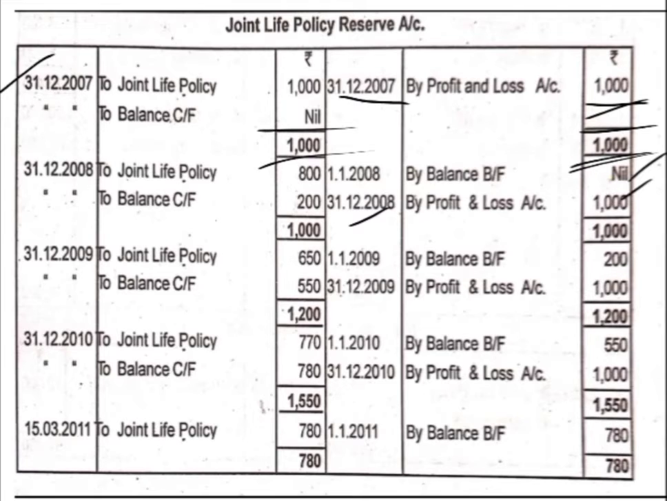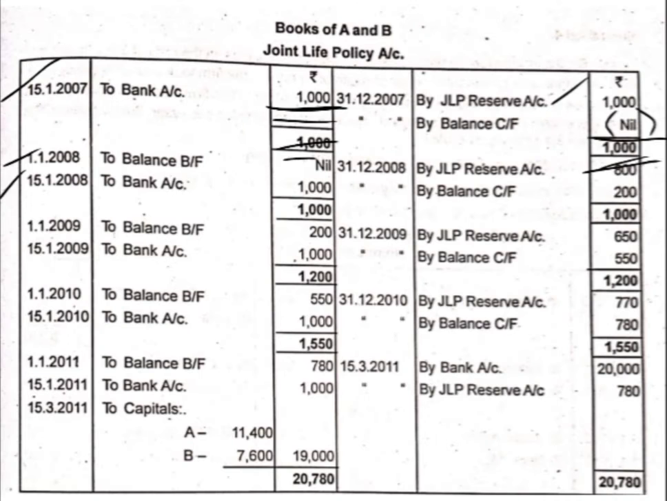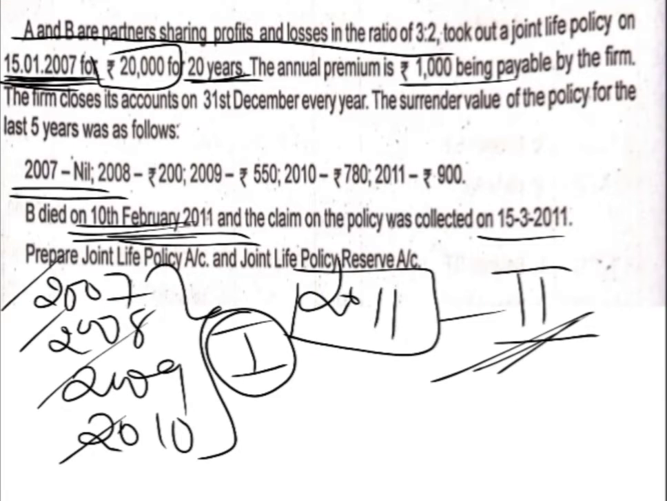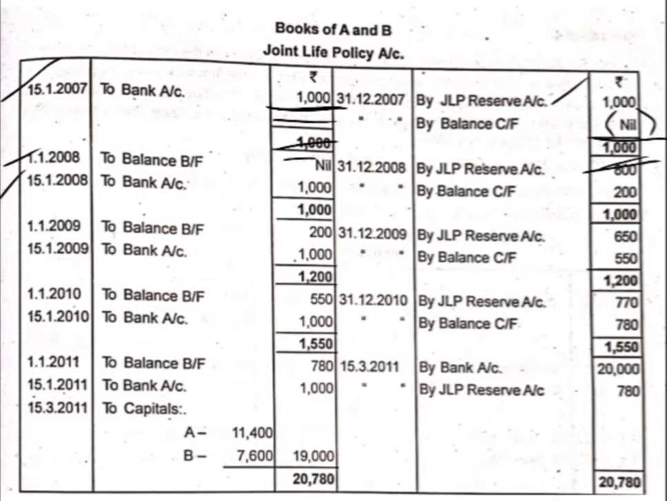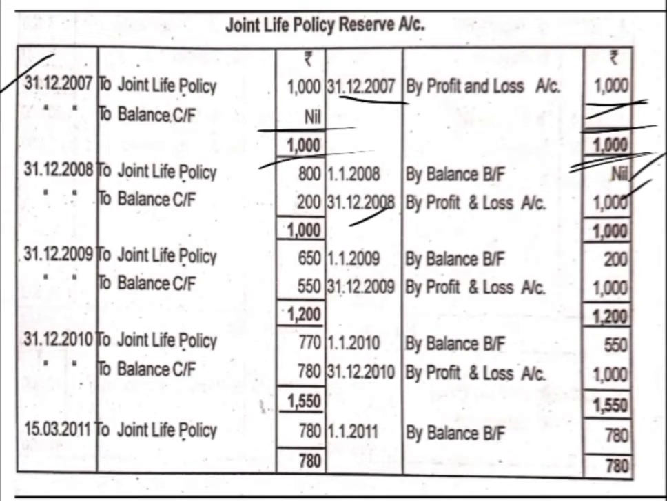Okay, then after writing these 2 entries we are going to reduce these 2 accounts to the extent of their surrender values. So we have to check what is the surrender value for the year 2008. If you see here, for the year 2008, the surrender value is rupees 200. But we have to see what is the amount actually we have. Here the brought down balance is nil and we have 1000 rupees, in total 1000. Again in this joint life policy reserve account also, nil balance plus 1000, we have 1000. So we have to maintain 200 rupees, but we have 1000.